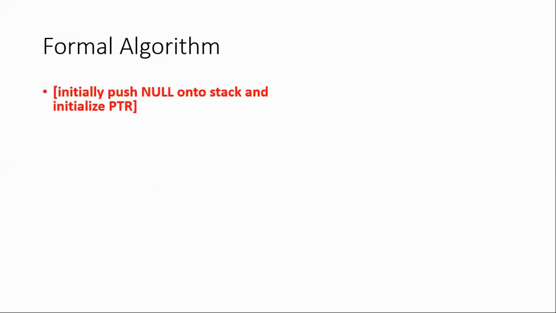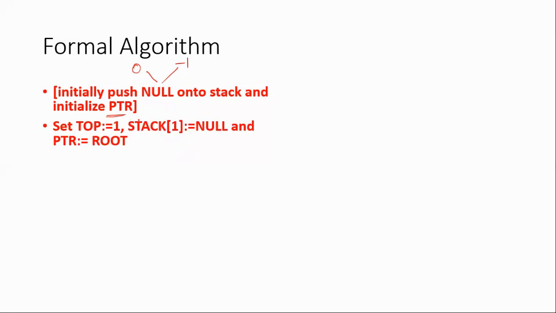So first, what we'll do, we will initially push a null value onto the stack. When I say null value, theoretically we use 0 for discussion, but in practice, we use -1 to represent the null value. So we'll push the null value onto the stack and initialize the PTR. What value will PTR be initialized with? Since it's a pre-order, PTR will be initialized with the address of the root.